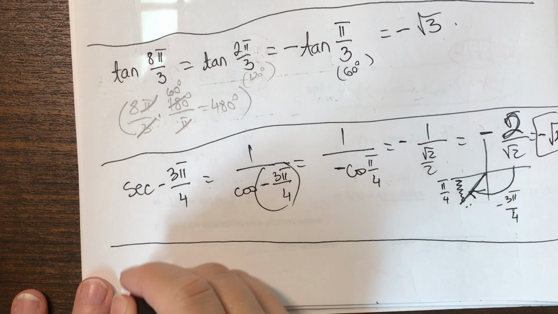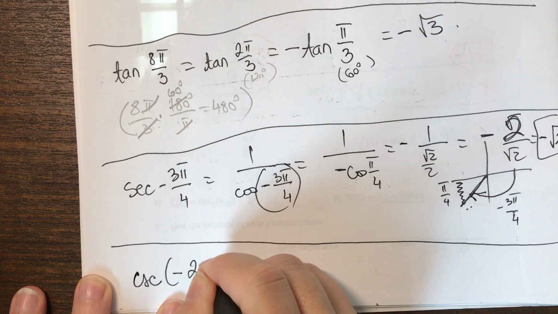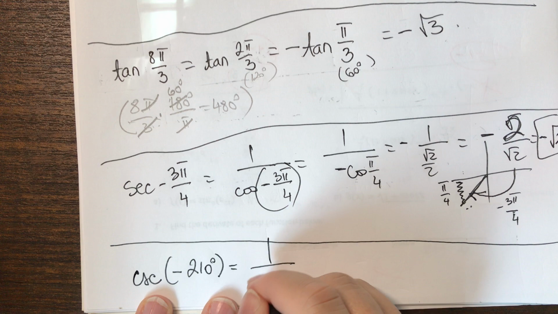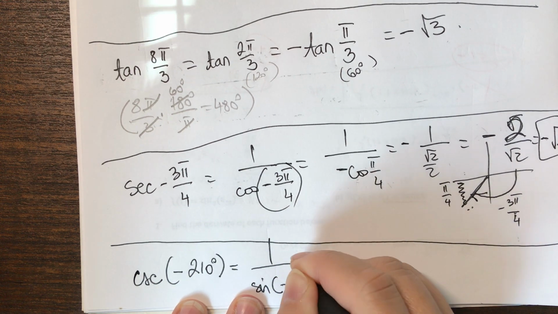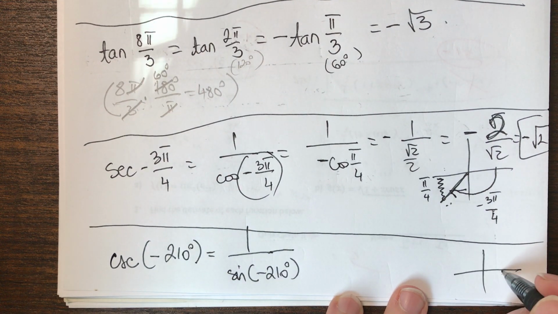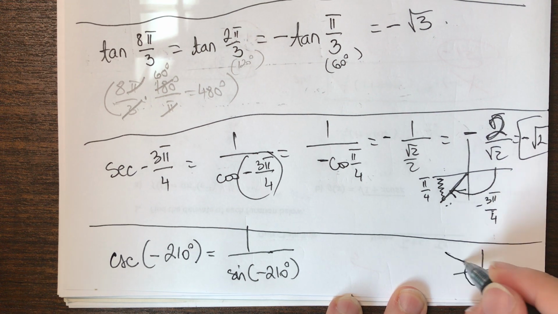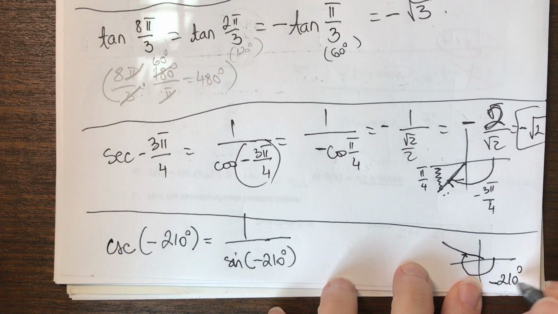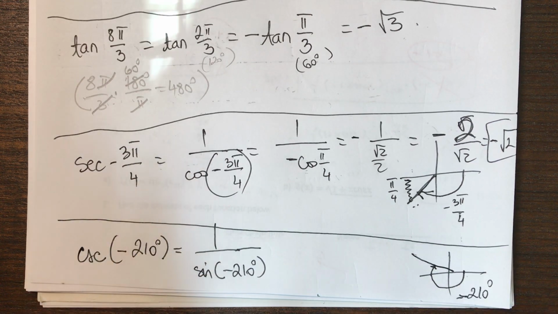What is cosecant of negative 210 degrees? Okay, where is negative 210 degrees? First of all, cosecant's the reciprocal of sine. So again, we're back in 5.2. What is sine of negative 210 degrees? What would that be? That's negative 180, and there's negative 210 degrees. Okay, it fits nicely for me in the second quadrant.